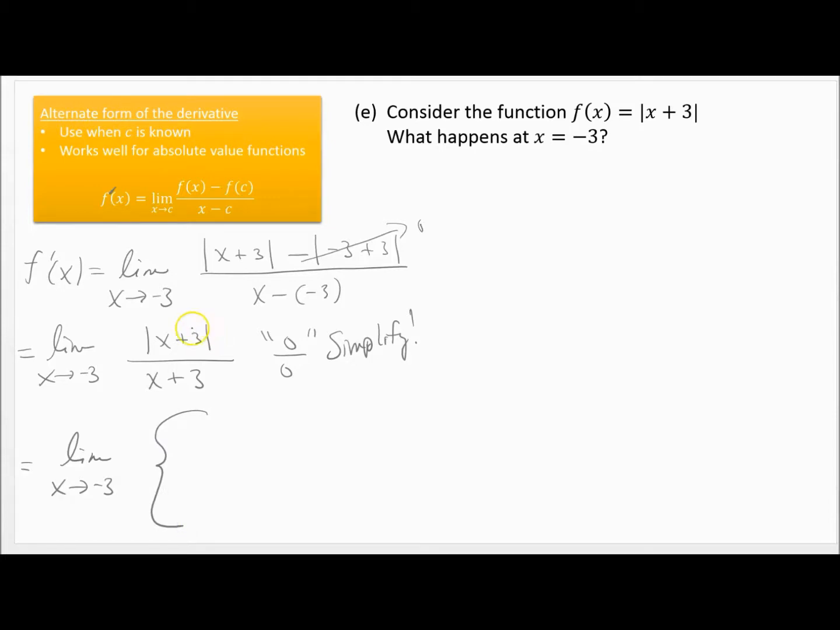Well, we're looking where the inside is equal to 0, which is -3. So we need to take a look at this function when x is less than -3, and when x is greater than -3. So what happens when x is equal to -3? I don't know. We're not worried about that, right? We're taking a limit. We could care less what happens when it's equal to -3. We're approaching -3 from the left and the right.